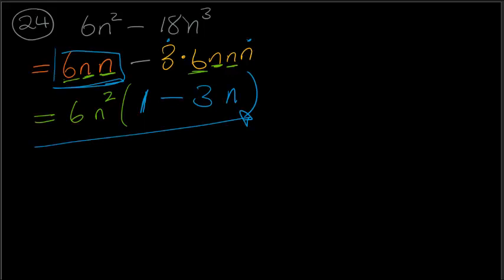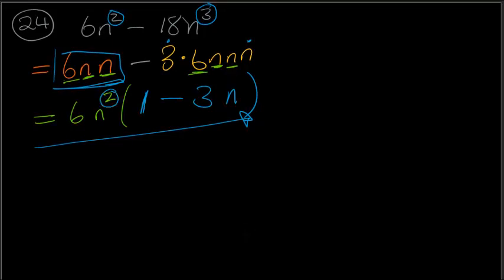Now notice here, I had n to the power of 2 and I had n to the power of 3. And what I take out is n to the power of 2. So I take out the lowest exponent for the variable, which means that this line could also be written as 6n squared minus 3 times 6n squared n, because I want n squared and n squared. That's what I take out.